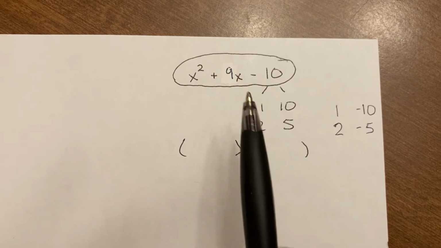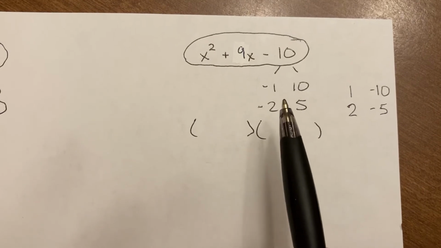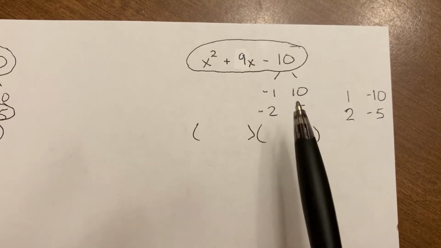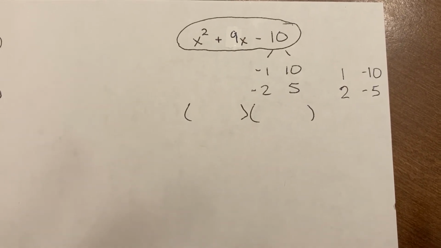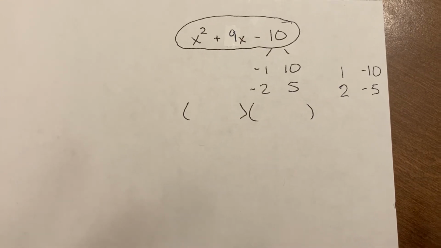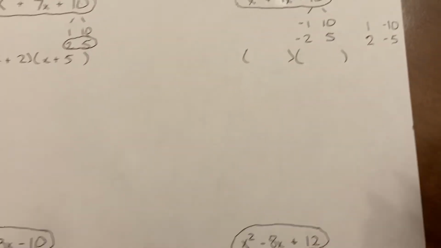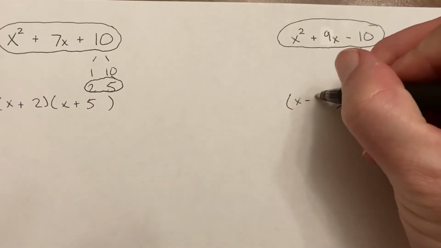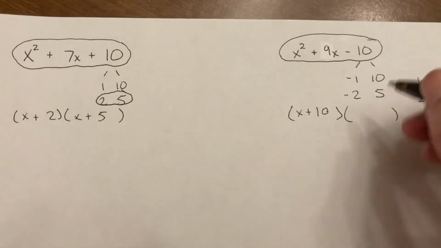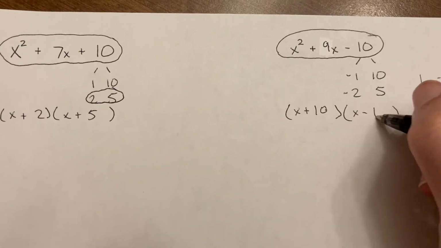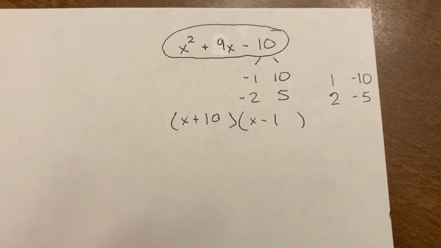Now this time I'm looking for what adds together to become positive 9. So I see my answers right here, negative 1 and 10. Now I could skip some of this and just kind of think about it, and I'll show you that trick on the next one. But for now I just look at it and go, it should be negative 1 and positive 10. So I'm simply going to write in here x minus 1. Oh, I wrote the 10, so I'm going to make that a plus. x plus 10 and x minus 1. Obviously it doesn't matter which order you put them in.